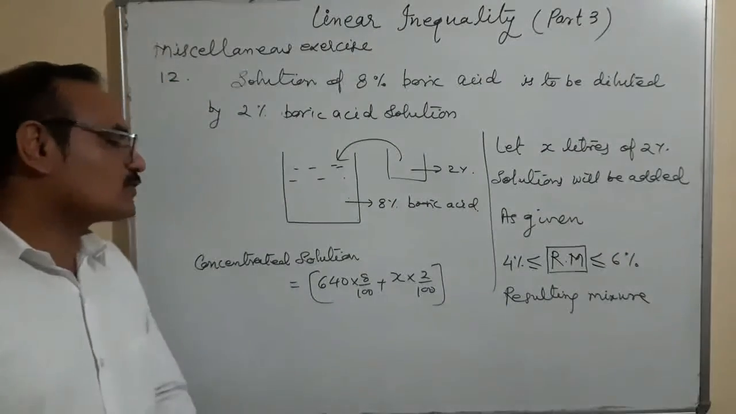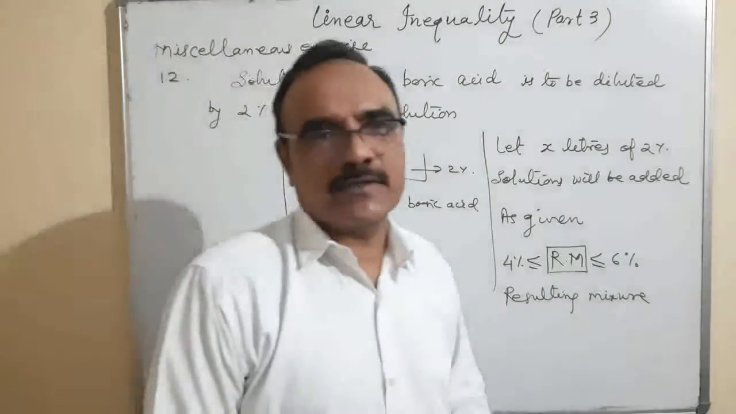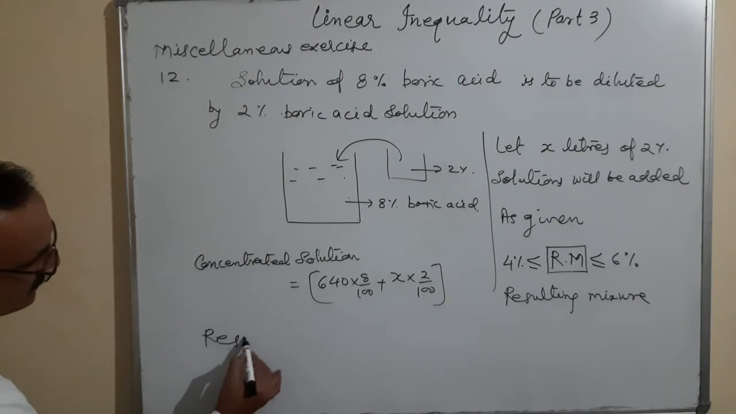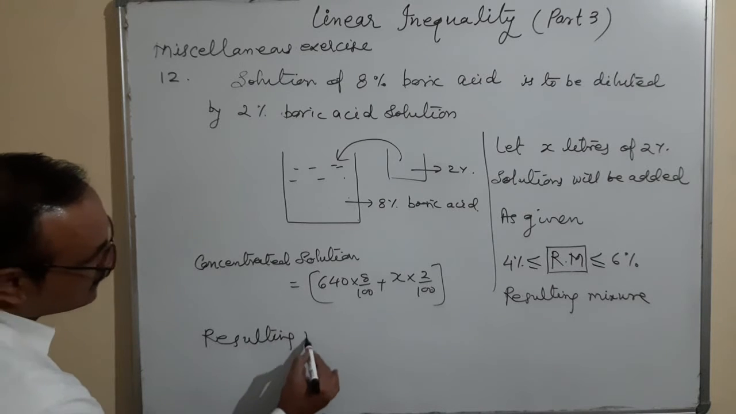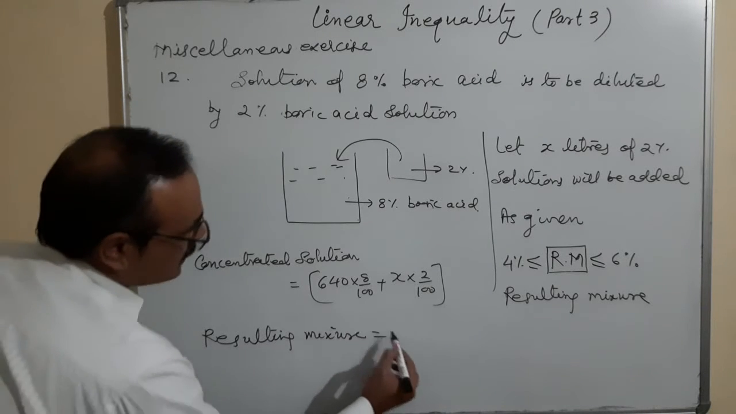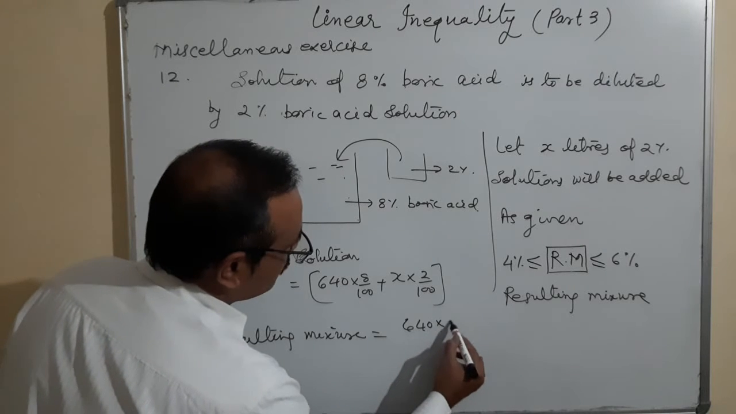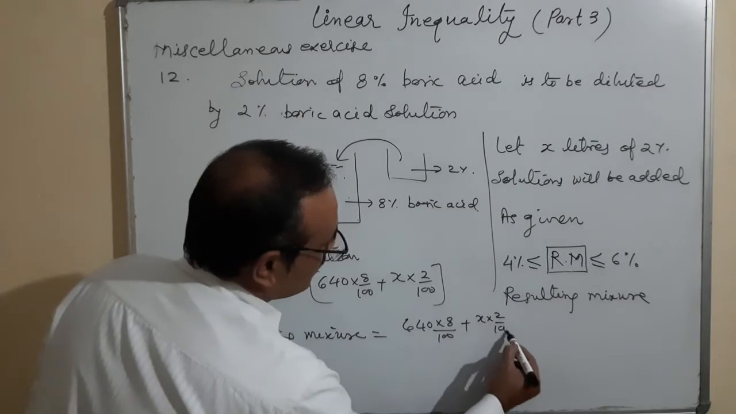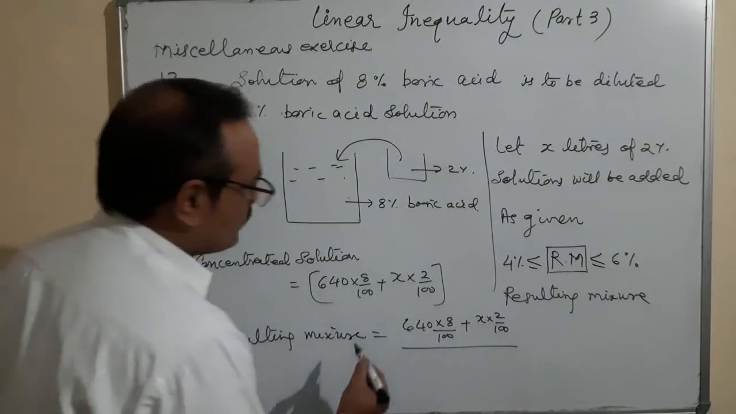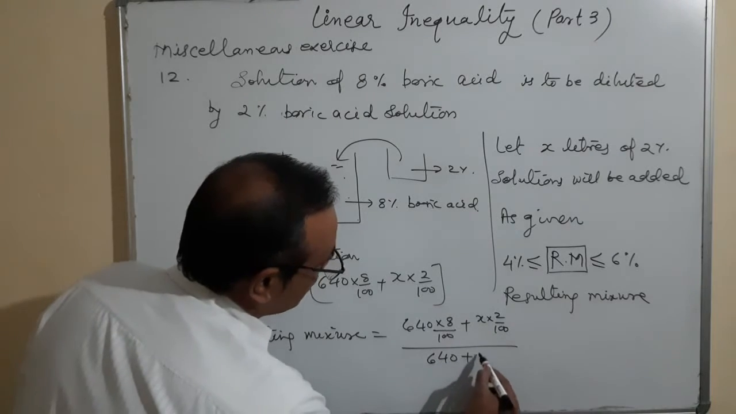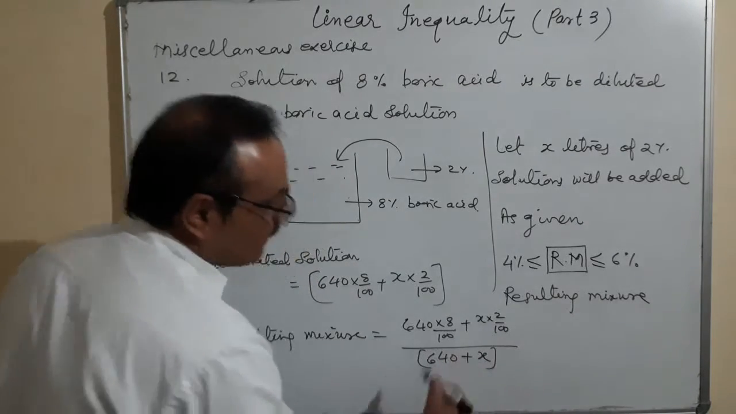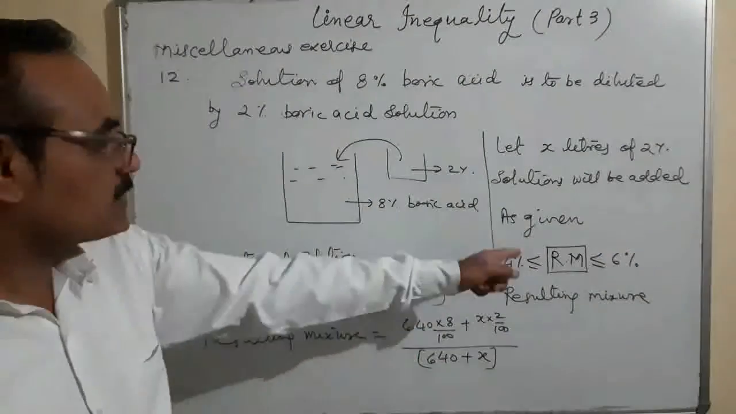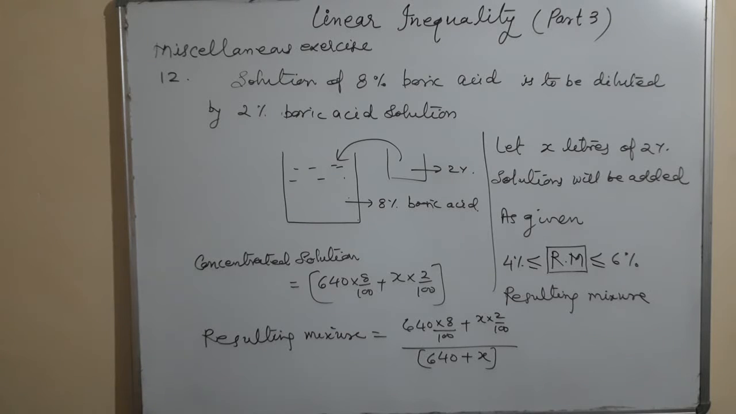And this concentrated solution to be converted into the form of a mixture, what should be done? Resulting mixture is equal to 640 into 8 upon 100 plus X into 2 upon 100, upon the total 640 plus X. Okay. This is the resulting mixture, and for this the condition is given.